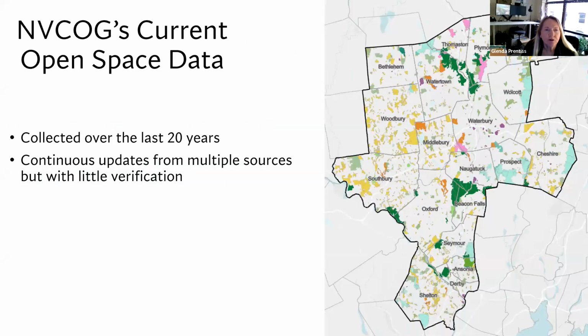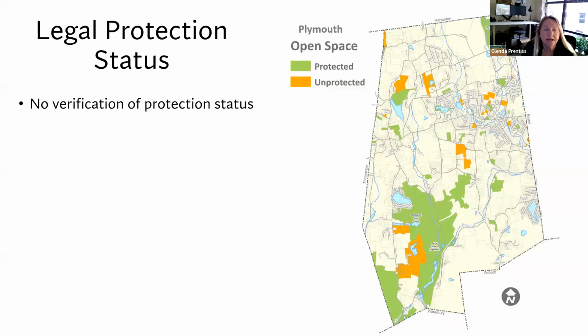Thank you. So as Christine and Aaron have showcased, we have a fairly robust open space spatial layer that we've collected over the last 20 years, but we haven't verified the accuracy and the protection level of a lot of the properties. Next slide, please. We need a better understanding of the protection level of each property.